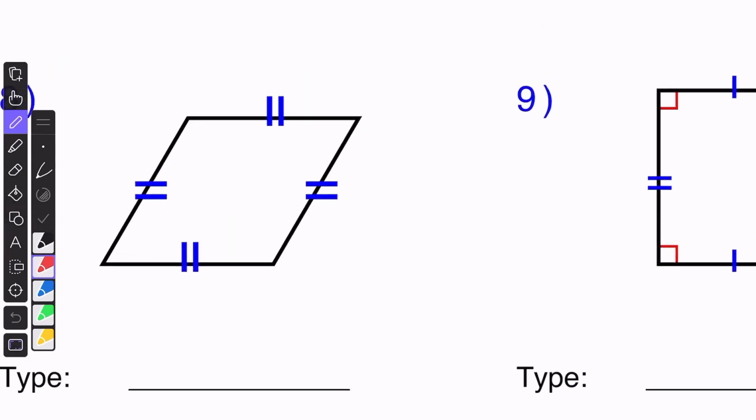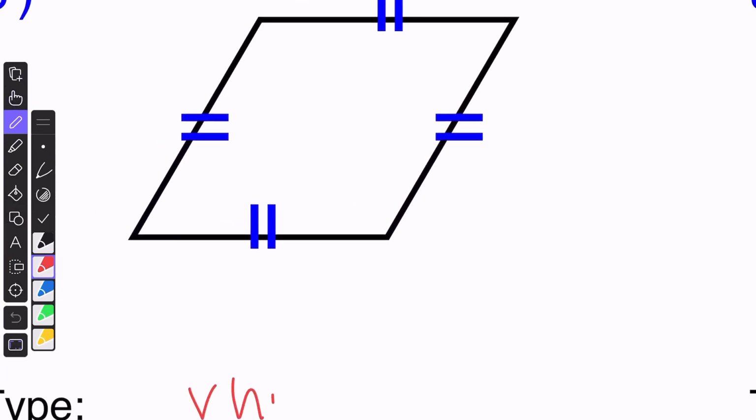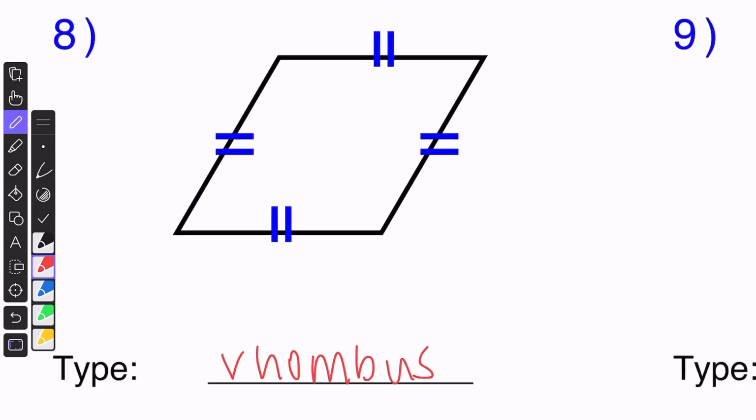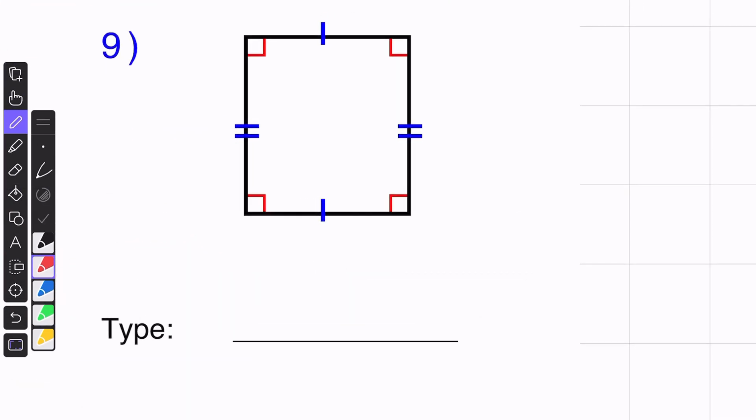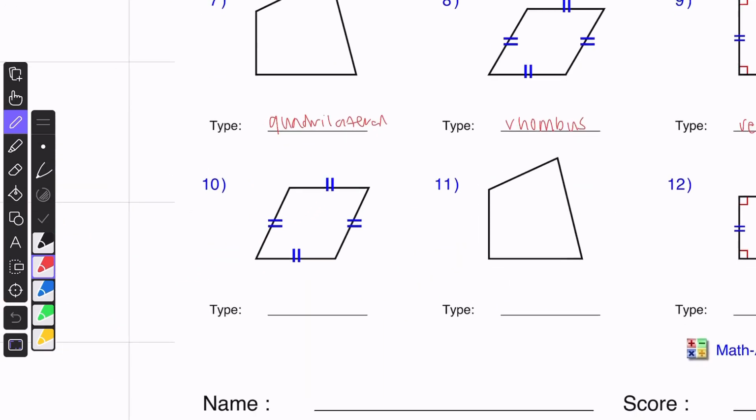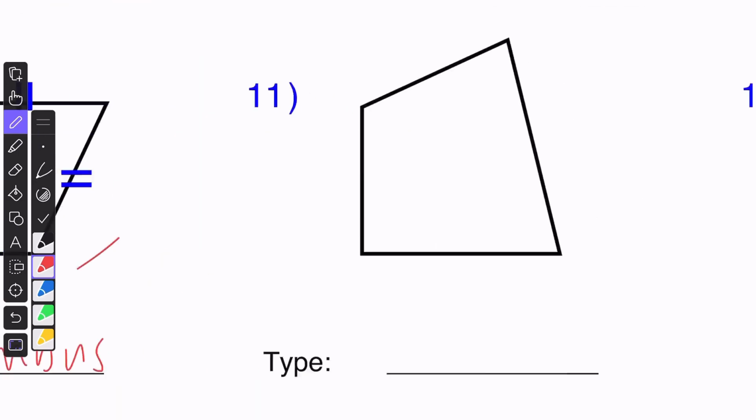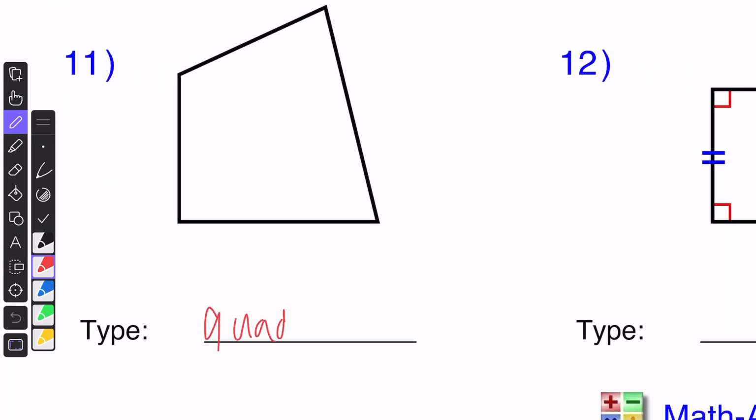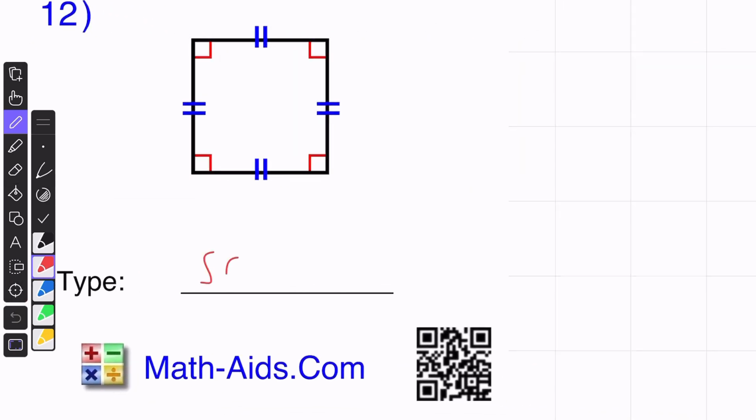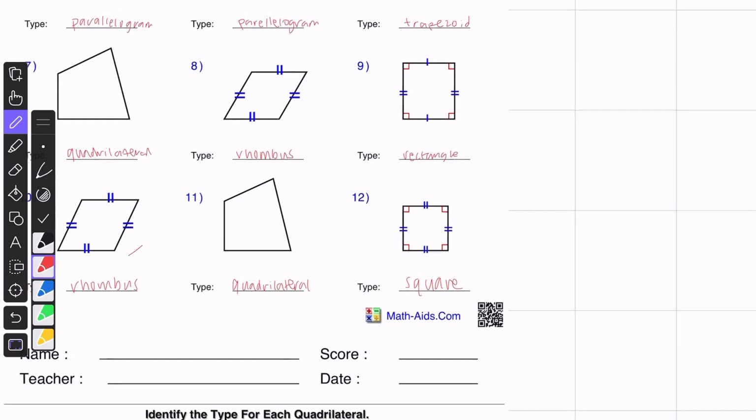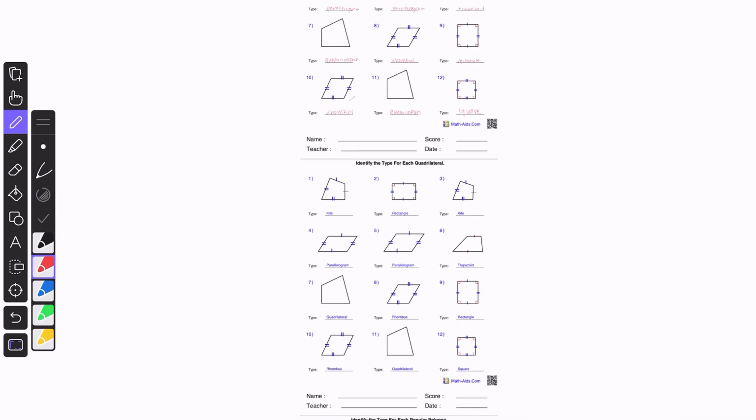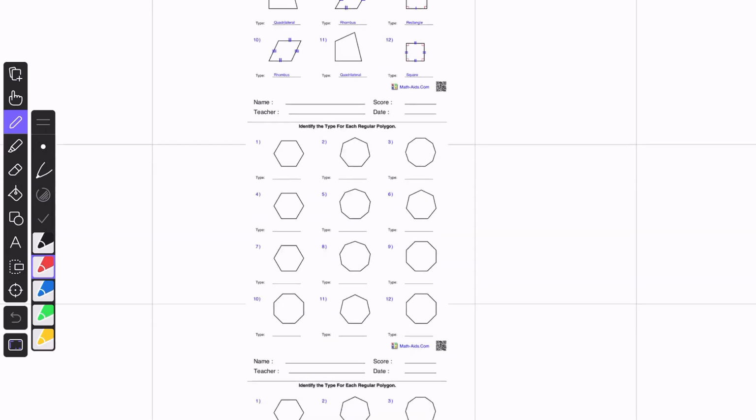This one is going to be the rhombus because it looks like a diamond and all the sides are the same. So it's basically a square but without the right angles. This one is a rectangle because not all the sides are the same, but it does have right angles. This one is another rhombus. Here is a quadrilateral. And then here is a square. I think we got all of them right.